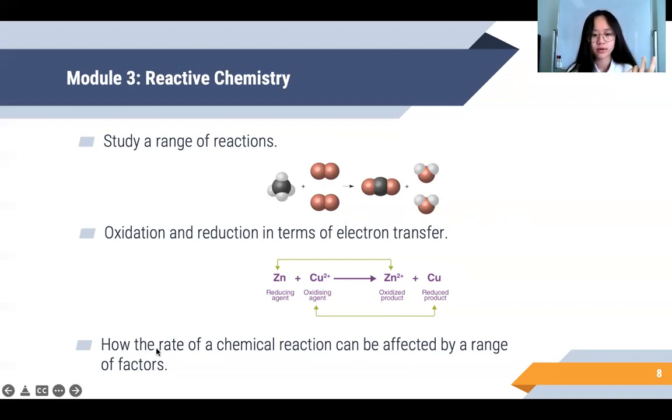Lastly, how the rate of a chemical reaction can be affected by a range of factors. So the range of factors will be temperature, pressure, etc. Anything that affects the rate of a reaction, like catalysis, using a catalyst lowers the activation energy, it improves the speed of a reaction.